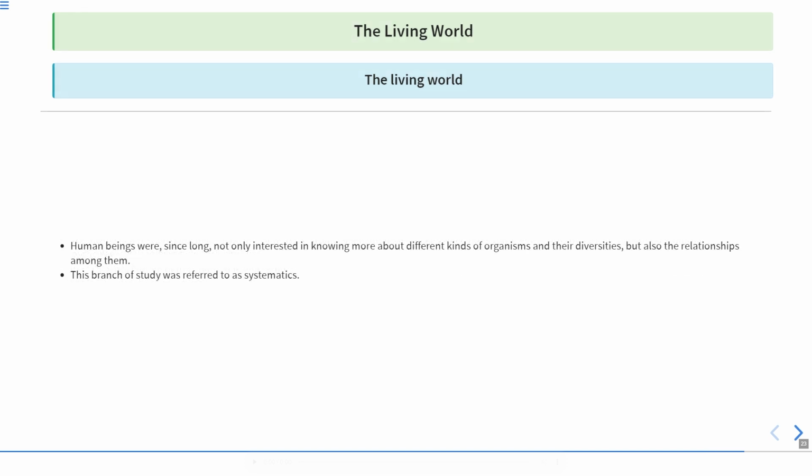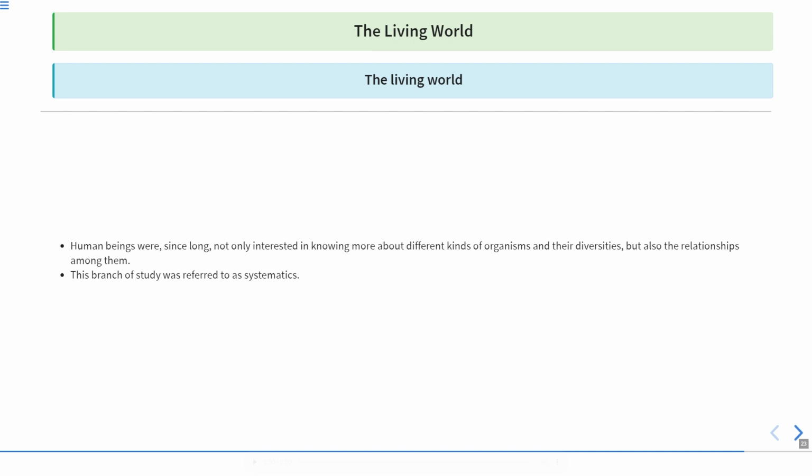So human beings were since long interested not only in knowing more about the different kinds of organisms and their diversities, but also the relationship among them. Day by day they were thinking that there must be some other plants and animals that could be of benefit to us. So they started looking in that way, knowing the diversities, knowing the characteristics of the organisms, and also establishing the relationship among the organisms. All these things started very early.